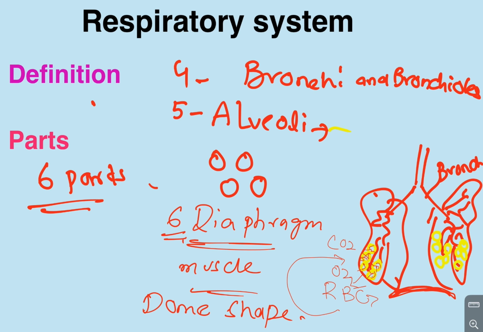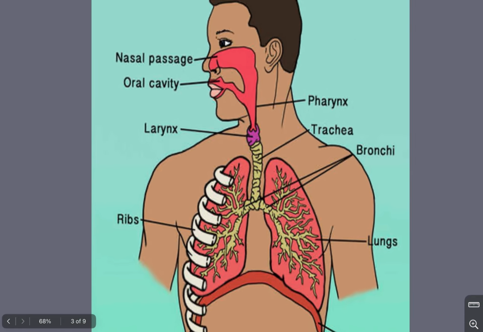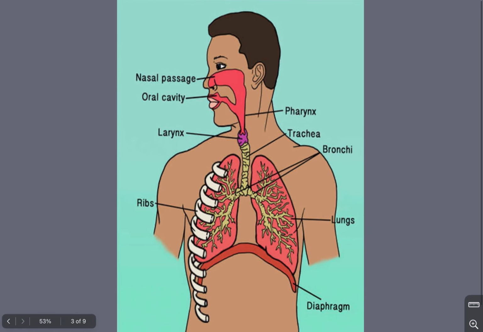Okay, now we can move to the next part. Now you can clearly see different parts of the respiratory system with the help of this diagram.